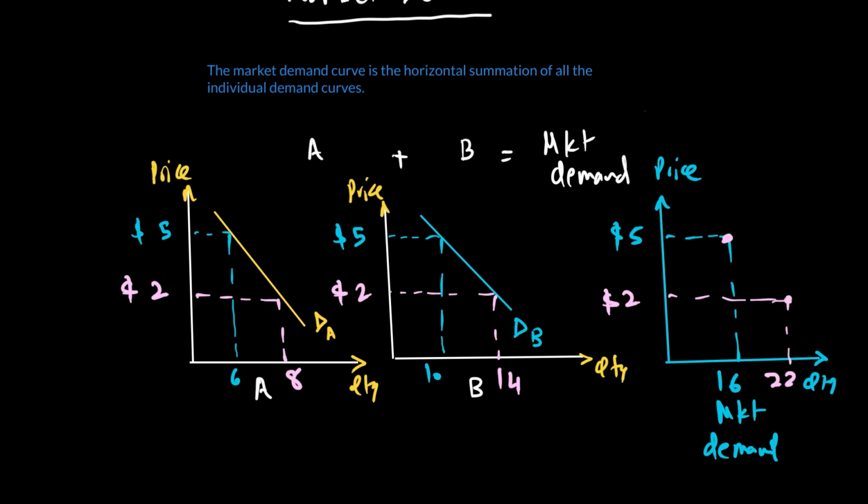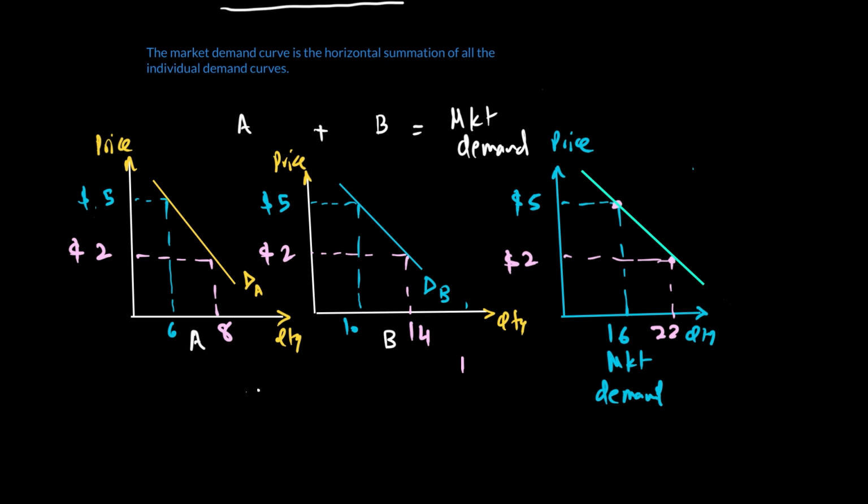Now, if I join these 2 points together, this becomes my market demand, which is the horizontal summation of individual consumers' demand curve.